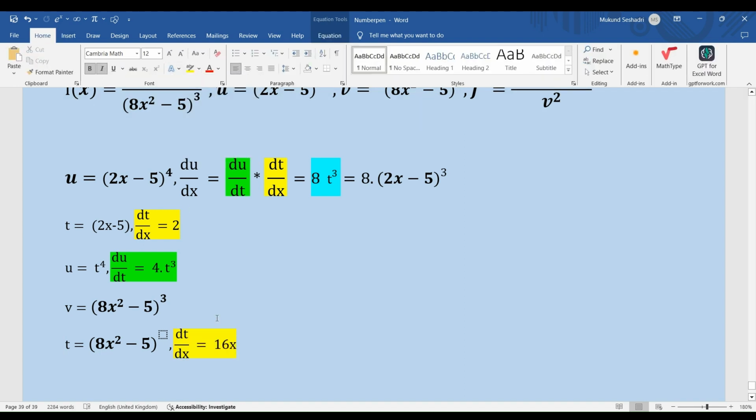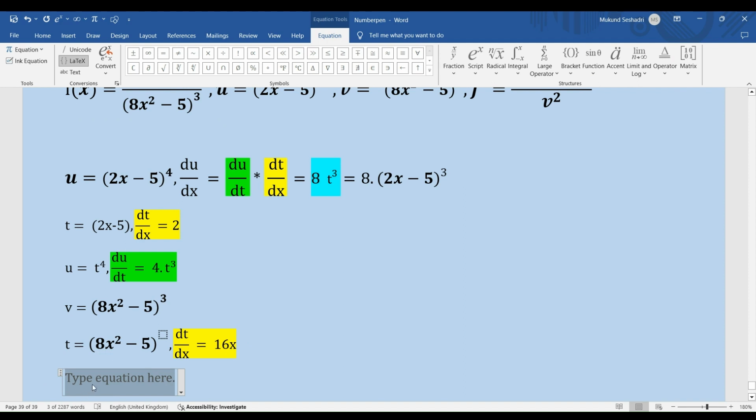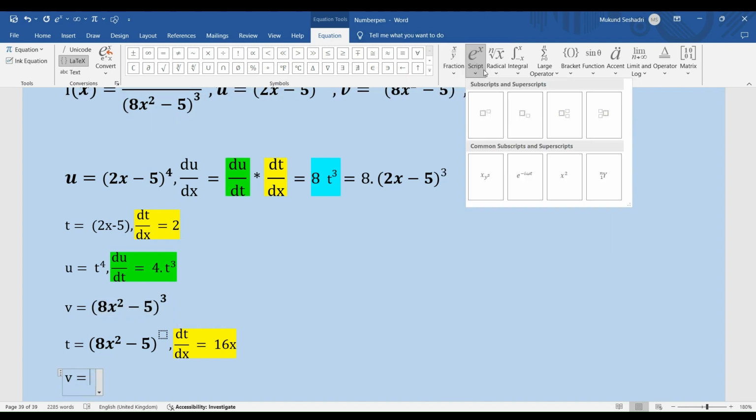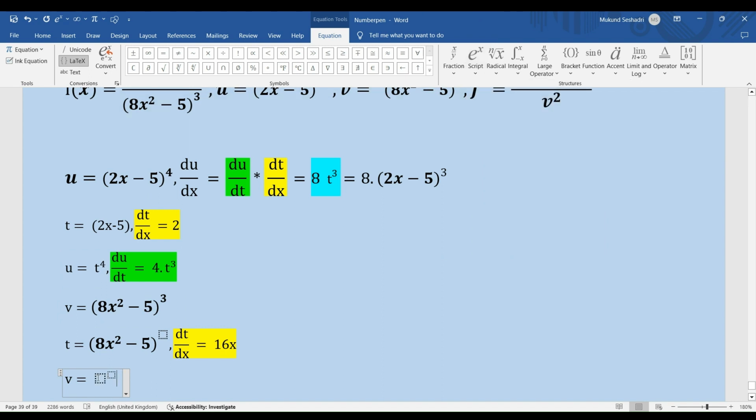And then I need to figure out what is my dv by dt, right? So I go to the next step. I make a substitution for 8x square minus 5 in terms of t. And then what is that? My v becomes equals t cube, right? So let's write that out. V becomes equals t cube. And now that we've successfully reduced my v in terms of t, what is my dv by dt?